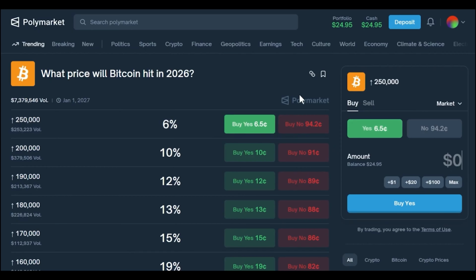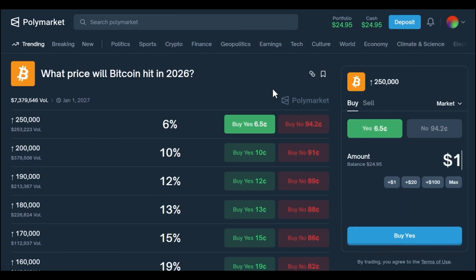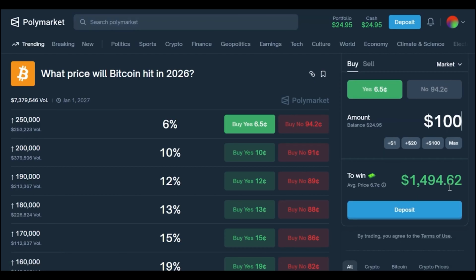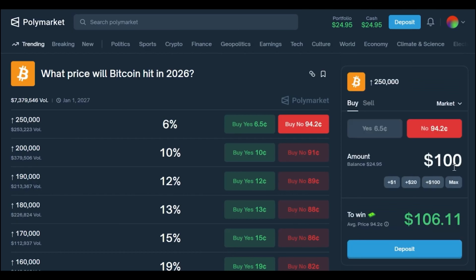Let's break this down with an example. If you spend $100 on yes shares at $0.06, and the outcome happens, you would make a significant profit. On the other hand, no shares usually offer lower risk but lower rewards. Here's where it gets interesting. You don't have to wait until the event resolves. If the odds change and the share price increases, you can sell your shares early and lock in profit. This means you're trading market sentiment, not just the final result.